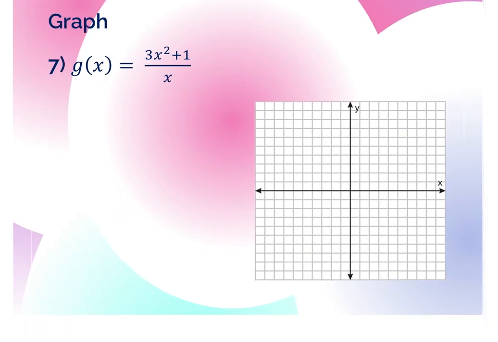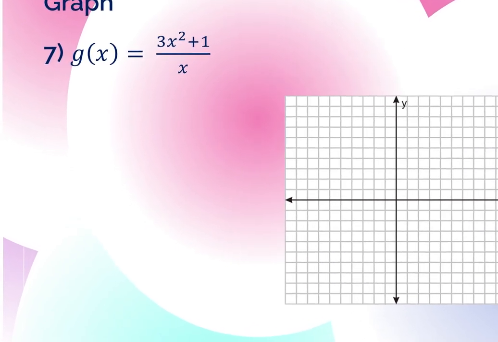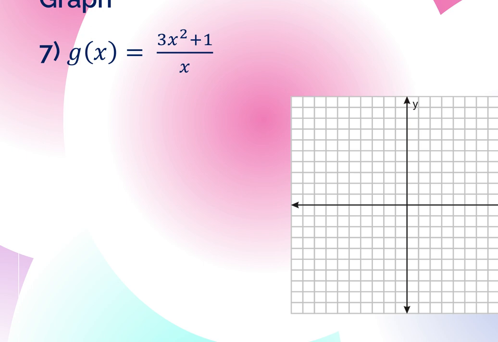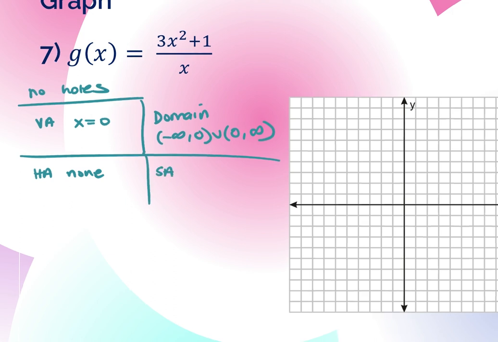All right, 7 we kind of graphed yesterday, so I'm going to do it kind of quickly. But we can't factor it, so there are no holes. My vertical asymptote, x would equal 0, which means my domain, x can't equal 0, -infinity to 0, 0 to positive infinity. There are no horizontal asymptotes because the 3 in the numerator is more than the 1 in the denominator, but it's only by 1, so there is a slant.